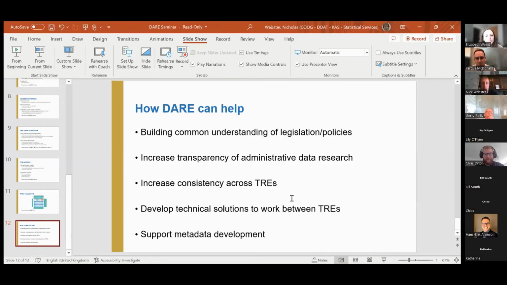Increase consistency across TREs. There's a lot of good protections in place, but just the variety adds so much extra work for researchers. Develop technical solutions to work between TREs. Some of the ideas about federated querying between TREs would be really exciting. And then just ongoing support for metadata development. It's a lot better than it was, but it's still an area that could do with a lot of extra work. So thank you very much.